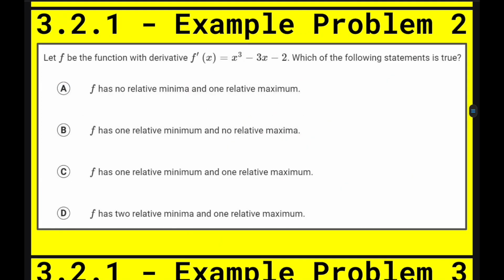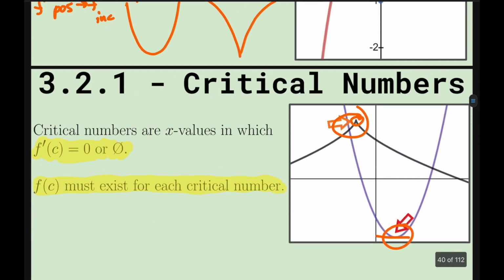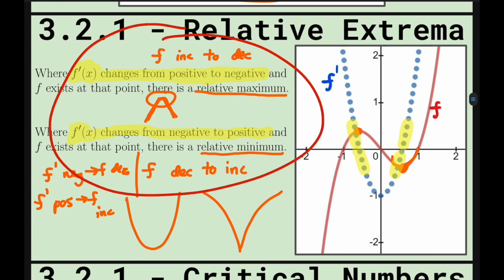All right, so this next example says let f be the function with the derivative given right here. Which of the following statements is true? Okay, this is actually a calculator problem, so to help us solve this one, I'm going to graph the derivative to figure out which of the following is true, whether there's no relative minimum, one relative minimum, or two, and all the other stuff that it says right here. We're just going to base it off of what the graph is telling us, using the fact that the relative mins and maxes can be found using all of this information that we went over previously.